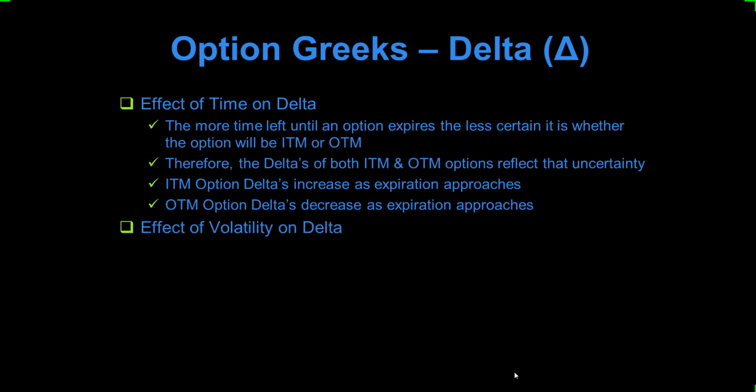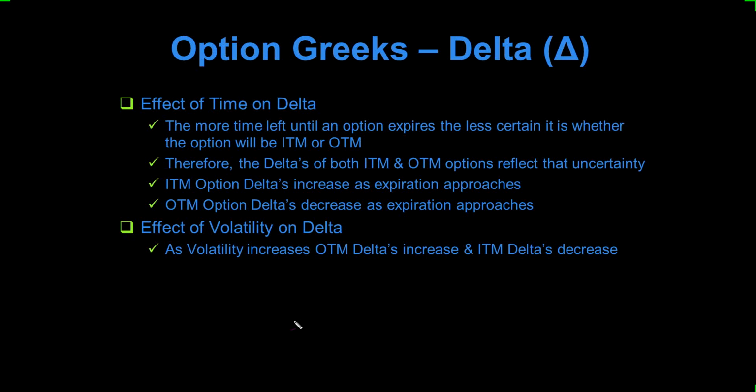What's the effect of volatility on delta? Well, if you think about it, volatility increases an out of the money option's delta, and in the money options, it decreases. Why? Because volatility means the stock is moving larger amounts. So if you just sit back and think about the logic of it, if you've got higher volatility, a stock is going to move like this, right? It's going to move like this. Higher volatility. It's moving around.